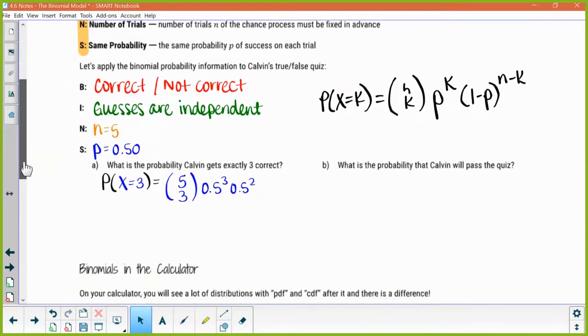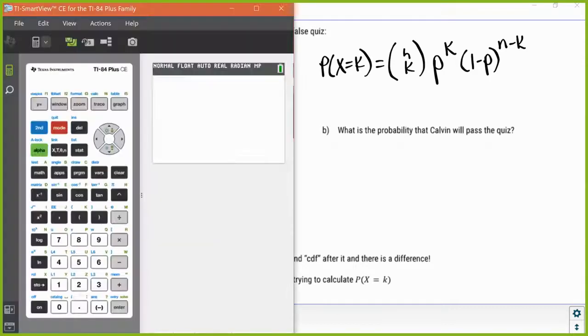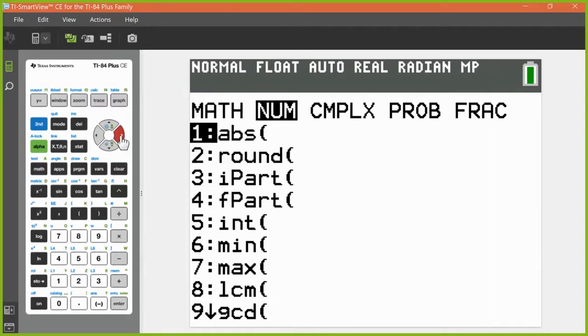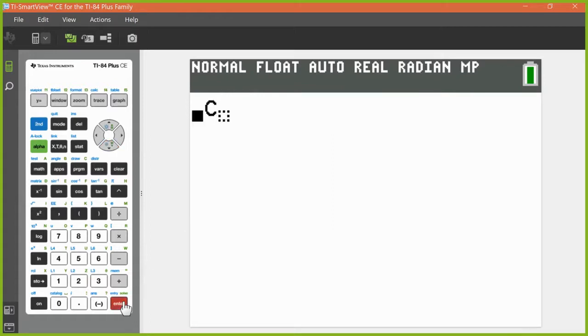So now let's go ahead and try this in our calculator. I'm going to open up my calculator really quick and show you how to do the combination function. I'm going to go to math, over to probability, and it should be option number 3, nCr. So I'm going to go down to number 3 and hit enter.